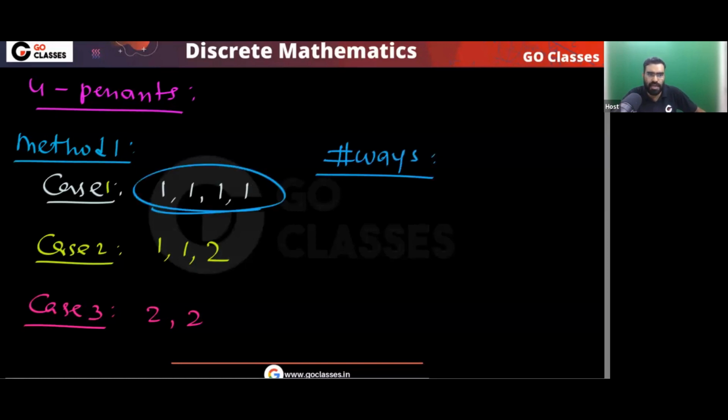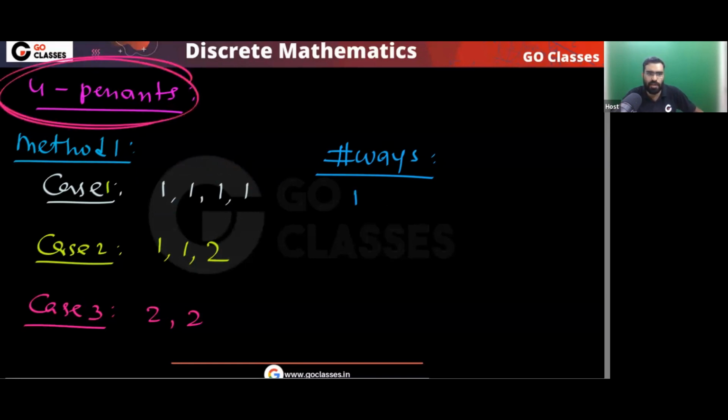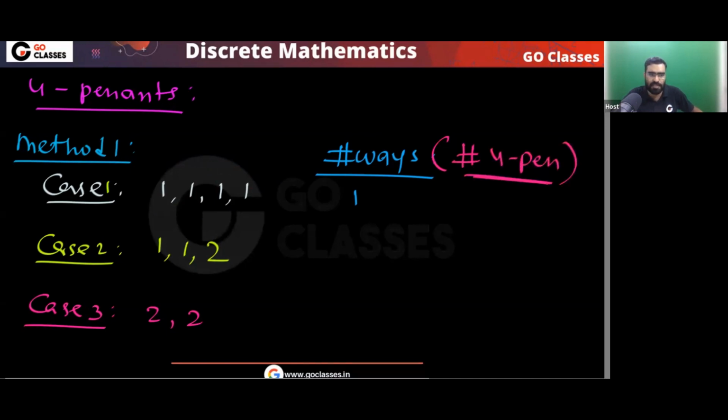If you do not use any 2, all are 1, then only one way. So what you can do, you can create only 1 4-pennant. So the number of ways means the number of 4-pennants. How many 4-pennants are there? So you tell me here how many 4-pennants you can create.